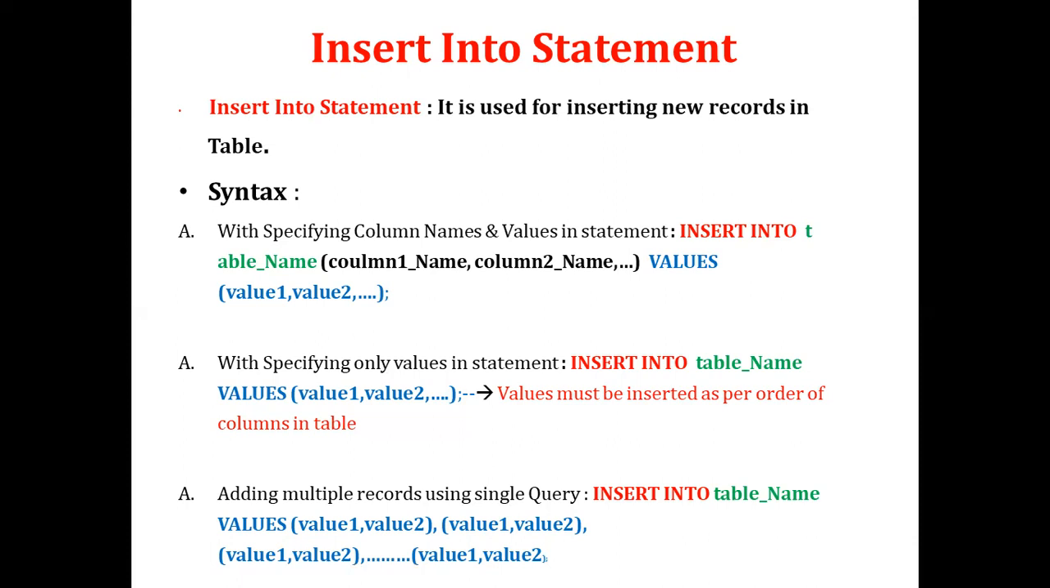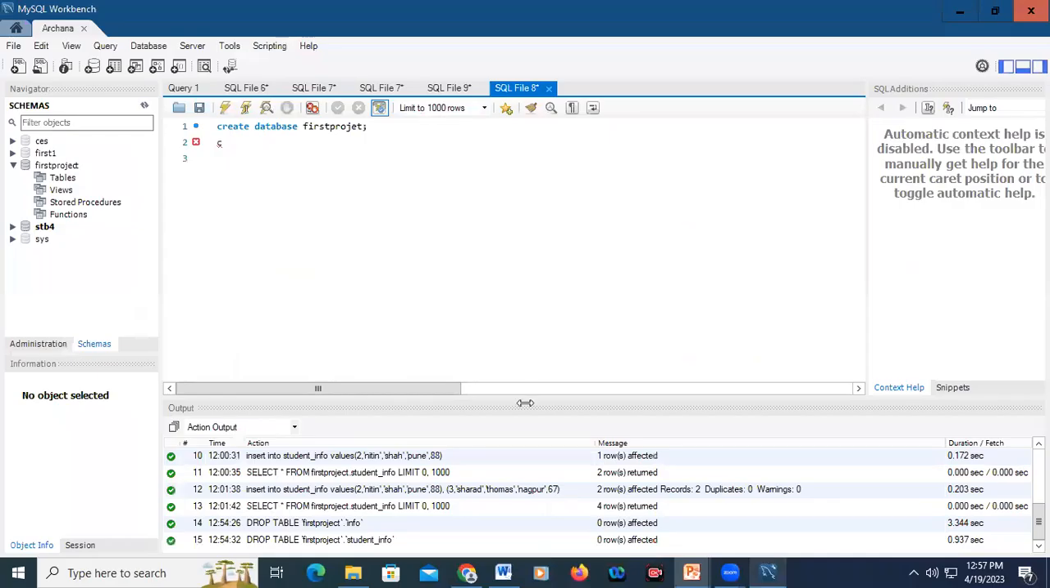Now let's try to execute this query in MySQL Workbench. First of all, this is the query that we have already seen, CREATE DATABASE first project. With this, our database named first project is created. Now we go to the next point, which is CREATE TABLE. Again, we have to write CREATE TABLE followed by the table name. I will go with student_info. This is my table name.